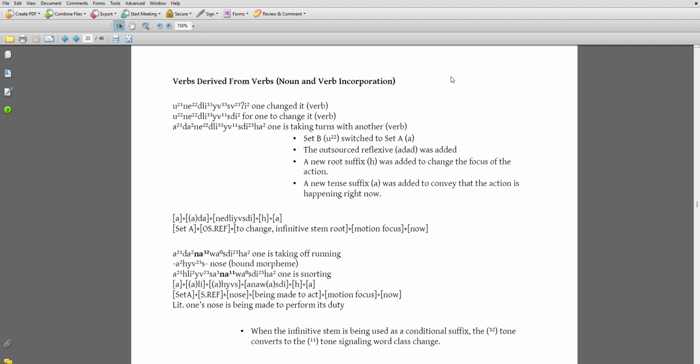So set B, switch to set A. The outsourced reflexive adad was added. A new root suffix h was added to change the focus of the action. A new tense suffix a was added to convey that the action is happening right now. So this is an incorporated infinitive. That's the infinitive.